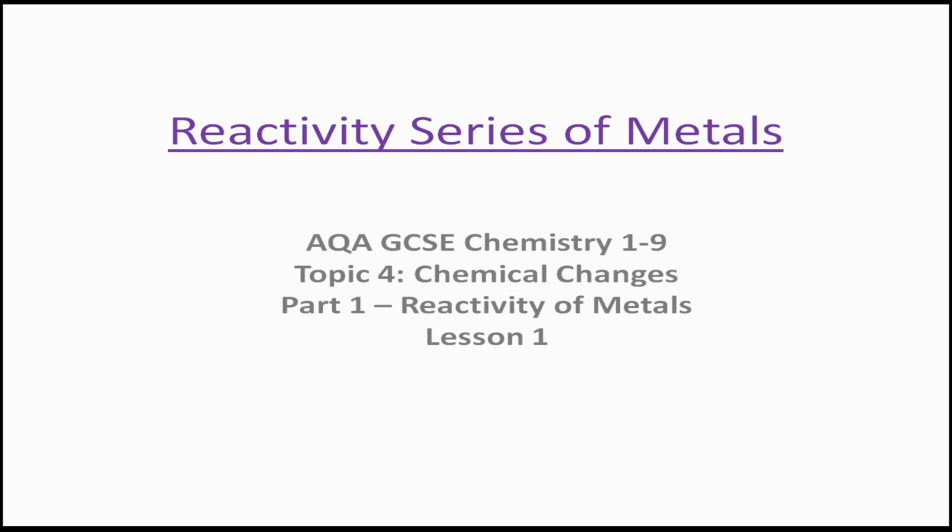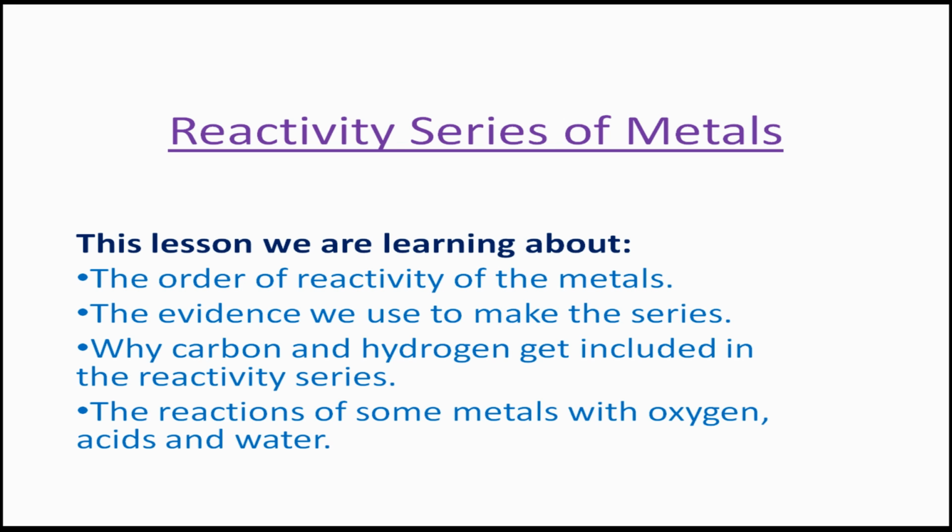So we're looking today at the reactivity series of metals, which is from topic 4, chemical changes, and it's part 1, reactivity of metals, and I'm going to do it as lesson 1. What we're going to learn about today is the order of the reactivity of metals, the evidence we use to make this reactivity series, why we put carbon and hydrogen in the reactivity series of metals, seeing as they are not metals. Carbon is obviously a solid non-metal and hydrogen's a non-metal gas. And then we're going to look at the reaction of some metals with oxygen, acids and water. In fact, we might not do oxygen today.